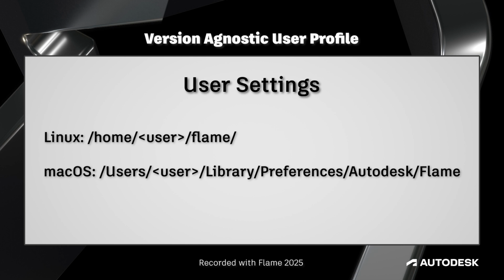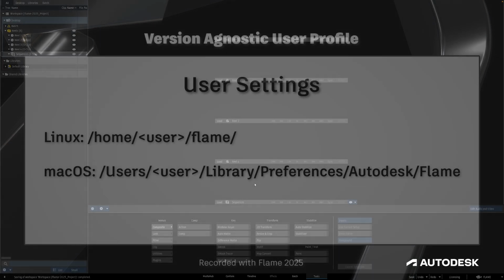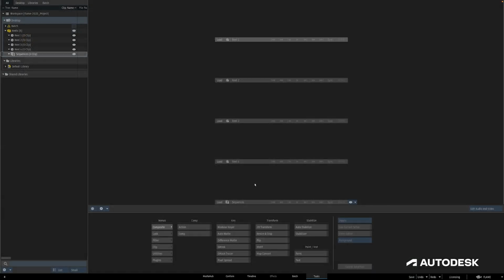If you look closely at each of these paths, you might notice that there's no version associated with these settings. This, of course, is the version agnostic part of what I mentioned before. Flame 2025 is looking at that location to dictate all of our user settings, and so will all future versions of Flame.